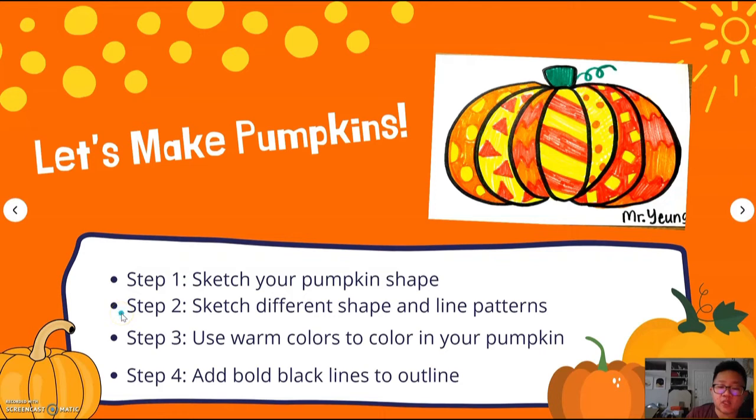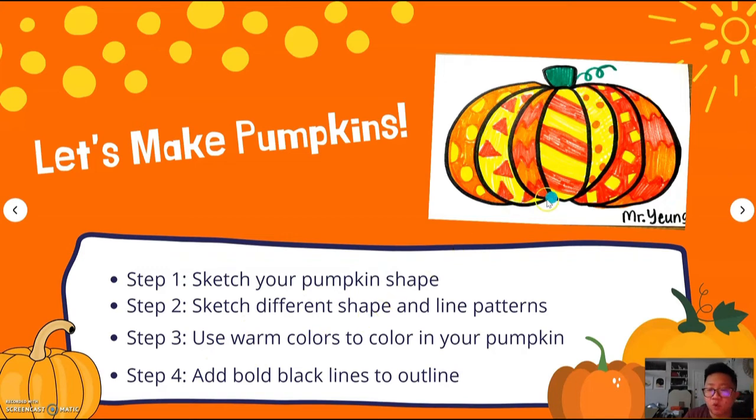After that, I sketched different shapes and line patterns on the inside of my pumpkin, as you can see here. And then we use warm colors to color inside of our pumpkin, but you can use other colors for the stem and vine, or if you want to add other details in the background, you can use other colors for that. But for our pumpkin, I'm going to use these warm colors so it looks more like a pumpkin that has these orange, yellows, and red colors.